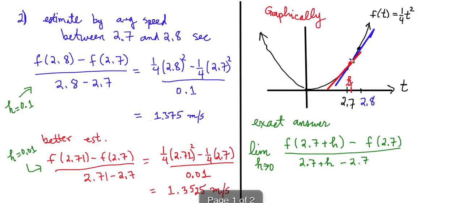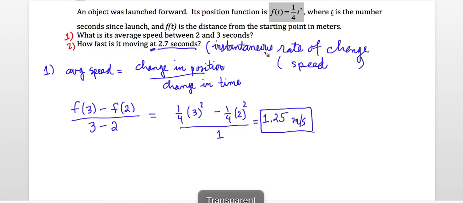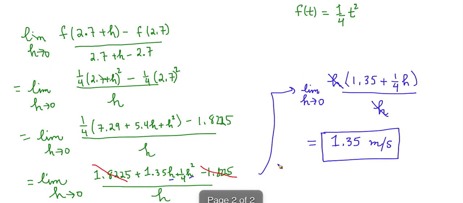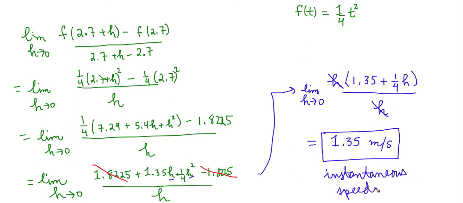Now this, again, I said, is a very significant number because it says that at a very specific instant in time, at 2.7 seconds, let me go back to the question. Right at 2.7 seconds, the speed of this object at that moment, and at that moment only, is 1.35 meters per second. So this is not an average speed. This is an instantaneous speed, or the instantaneous rate of change.